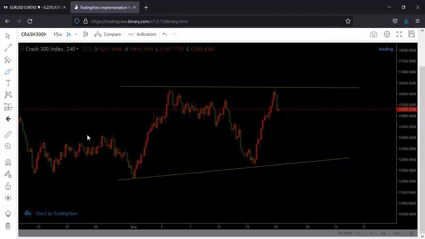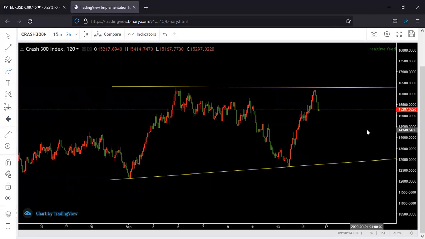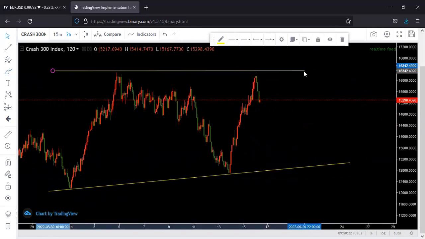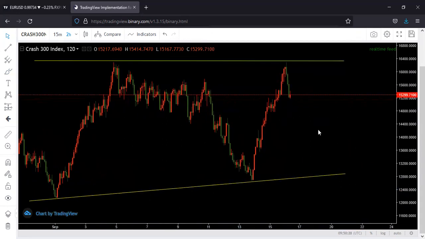We are going to the 2 hours time frame. Okay. Just try to make sure you are studying this price in a good way. Okay. As usual, what are we going to do? Tweak your trend lines. You see? So now we are having this one.